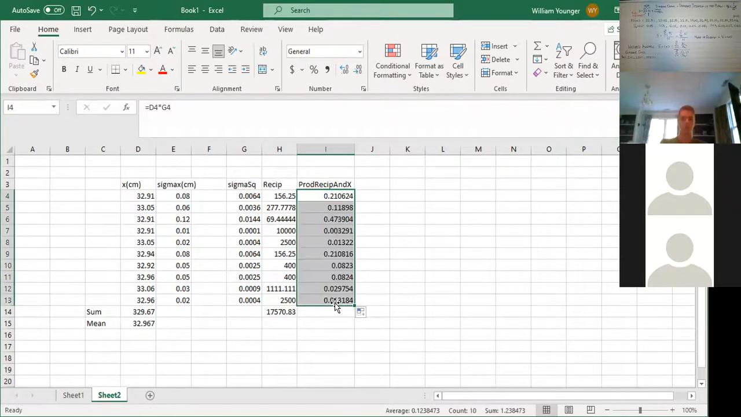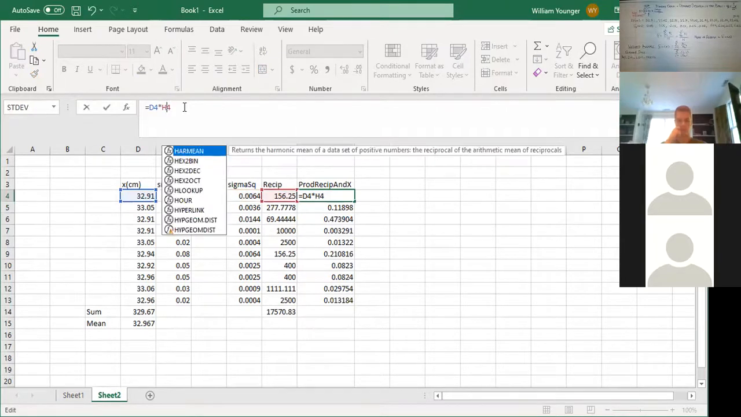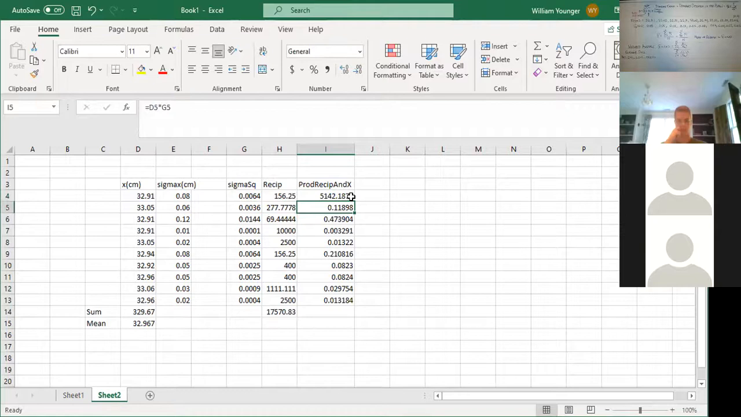Yes, it should be the reciprocal, not the sigma squared. Is that what I did? Let me double check. Thanks, that's a good catch. Let's see. Oh yeah. Thank you. So that wasn't supposed to be G4. That was supposed to be H4. So what I can do is just change that to H like I do here. And now I'm doing it right. I don't know why I did that. I must have grabbed the wrong one by mistake. But now that makes more sense.